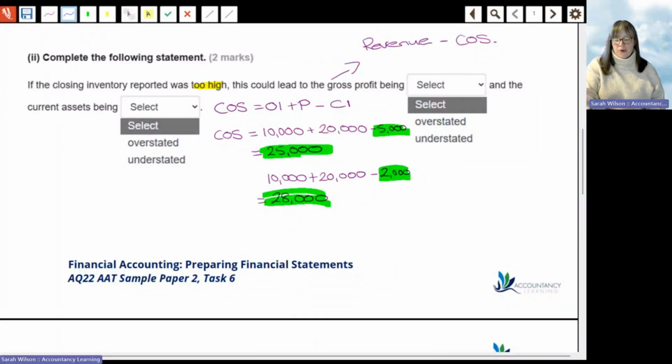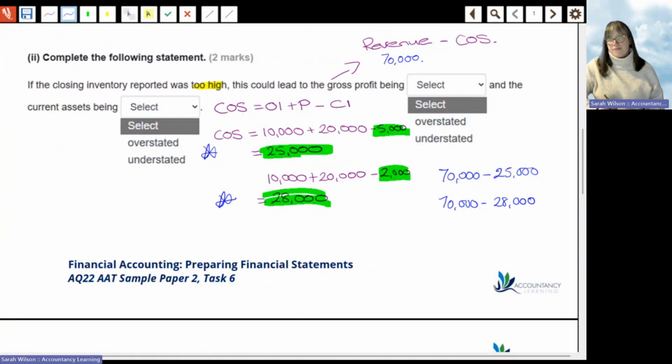Now we can put in a figure for, let's say, revenue, and let's just say we have a revenue figure of 70,000. Based on our cost of sales figures, we are going to have 70,000 minus 25,000 for gross profit in this scenario here, and we'll have 70,000 minus 28,000 for our gross profit here.